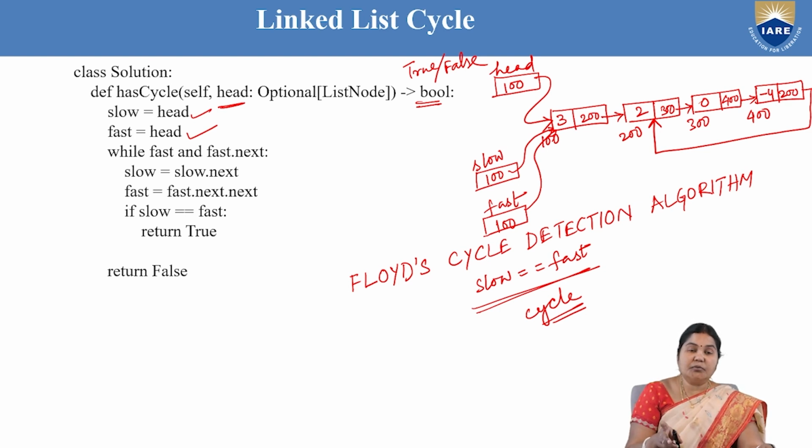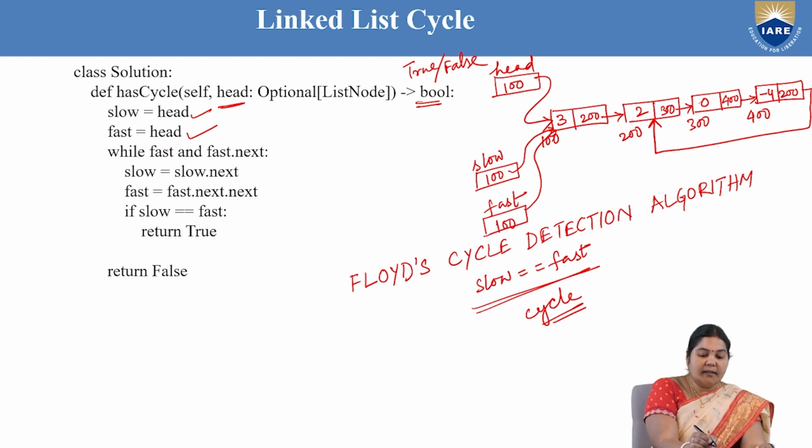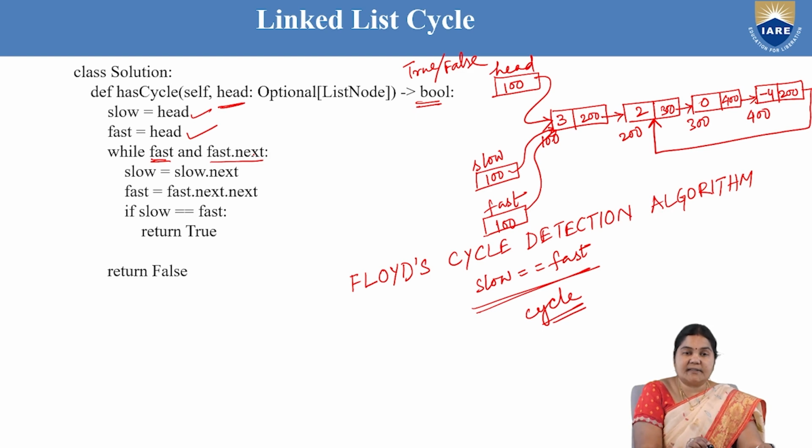Okay. So how to use this Floyd cycle detection algorithm? Let us understand through this code. Now, initially slow is equal to 100, fast is equal to 100. Both are pointing to the first. Now, while fast, what is the value of fast? Fast value is 100, which is a valid address. Now, fast next is how much? 100's next is 200, which is also a valid address. So, when both are valid addresses, then this loop becomes true.